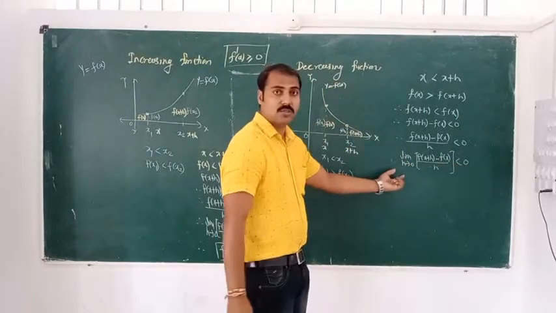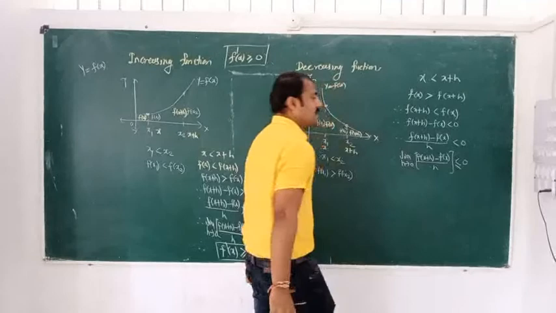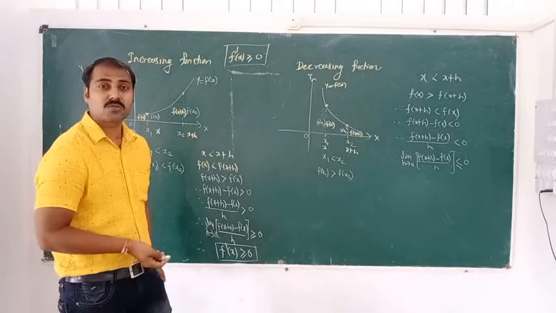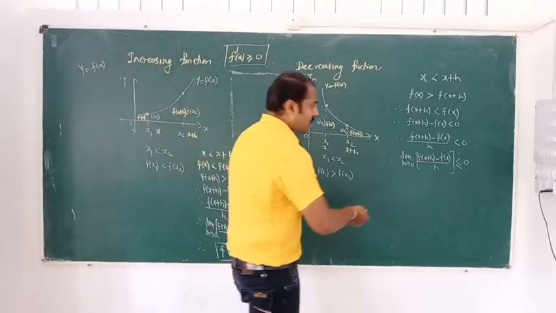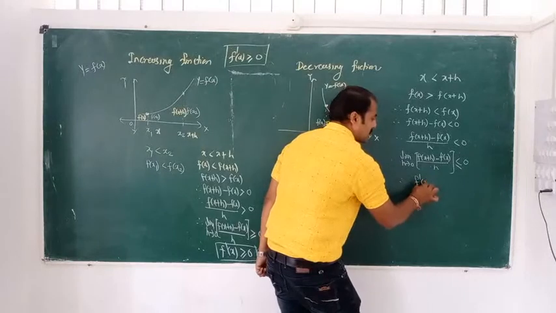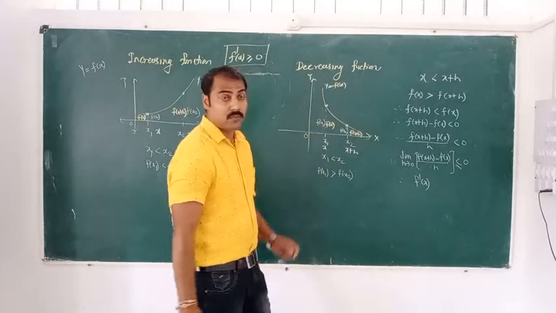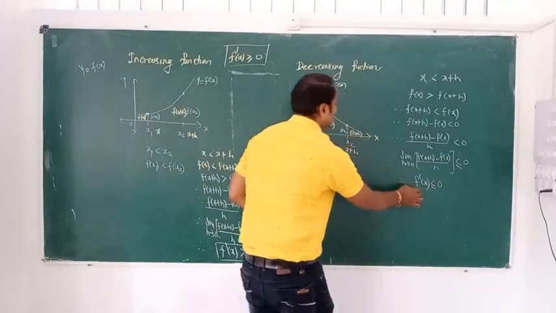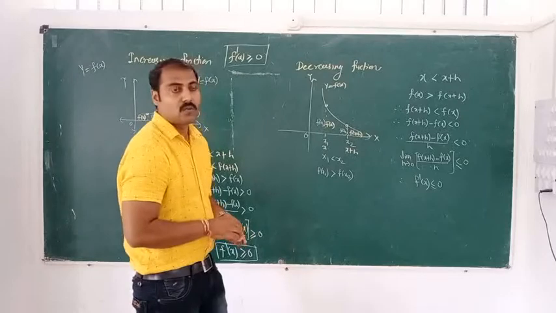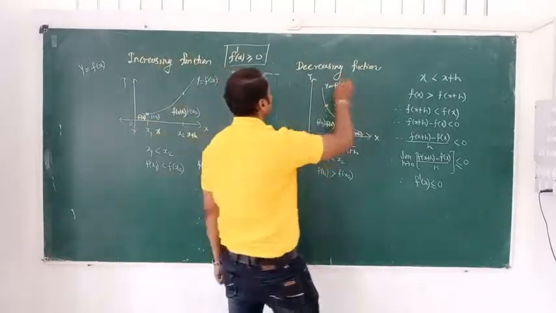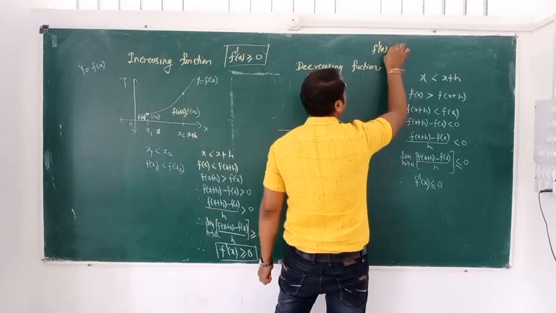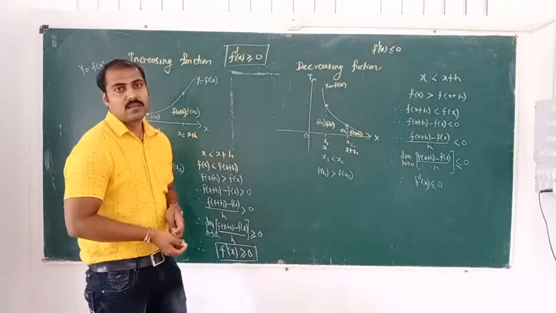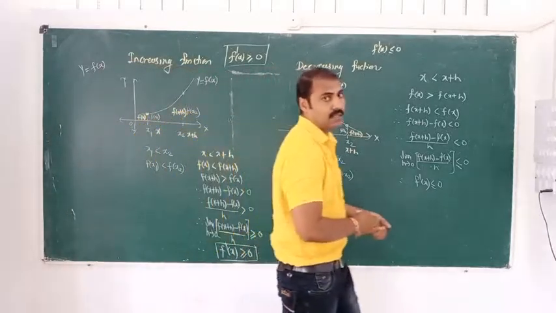Sometimes that limit is also 0, so I can denote this as the limit as h tends to 0 of f of x plus h minus f of x divided by h is less than or equal to 0. So what is this? From first principle I can say that it is f dash of x. f dash of x is less than or equal to 0. So this is the condition for a decreasing function. When f dash of x is less than or equal to 0, then we say that the function is decreasing.